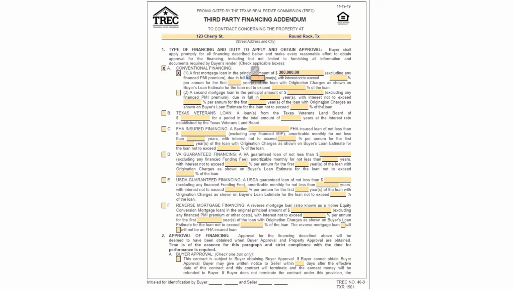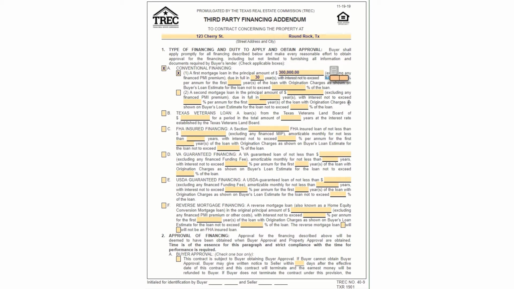It says due in full in blank years. You're going to put in the term of the loan. It could be 30 years, 20 years, 15 years, just whatever the lender and buyer have worked out, with interest not to exceed blank percent per annum. So I want to stop here and just say this paragraph is not setting or establishing the terms of this loan. It is establishing the limit of the loan, the upper limit. It's saying if the buyer cannot meet these terms, below or at these terms, they are able to terminate this contract because they don't get loan approval and receive back their earnest money.